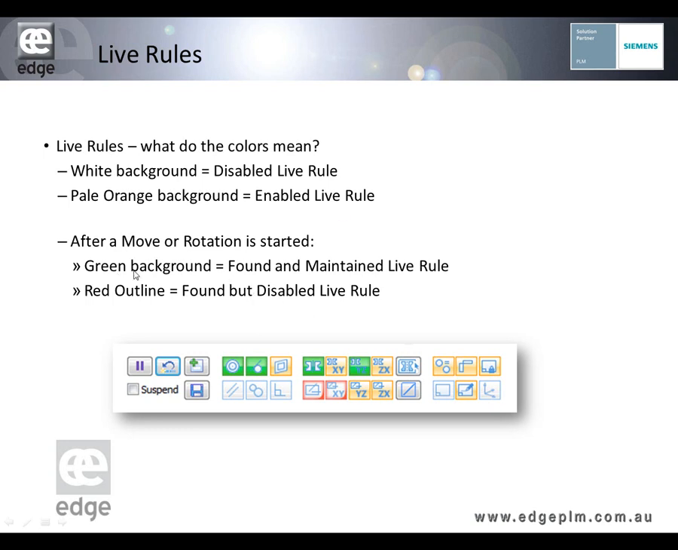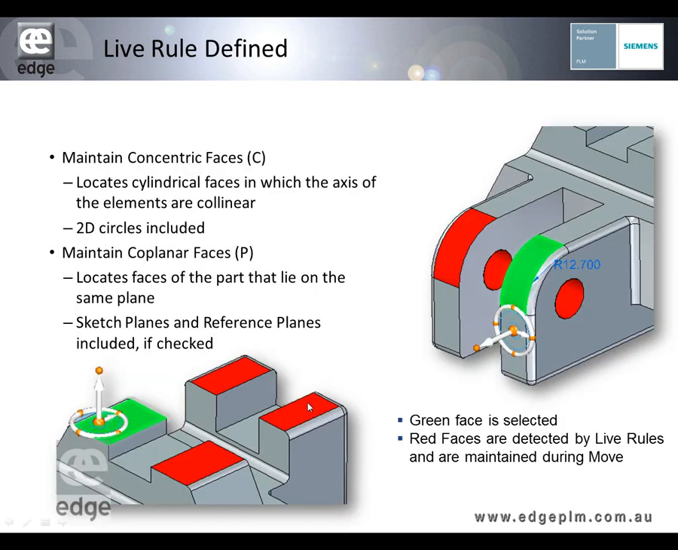After you've started a move or doing some work, any live rule that's being applied will be highlighted in green. If it's a red outline, it's found that live rule could apply, but it has been disabled. So we've turned off this live rule. It would have had a white background, but in the moving here, that live rule could have applied. So let's see what they mean.